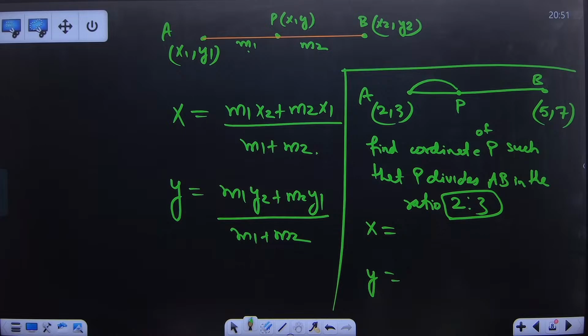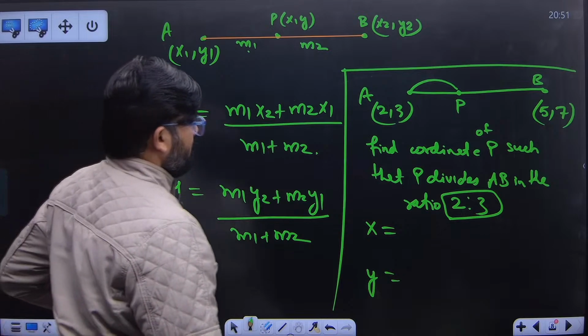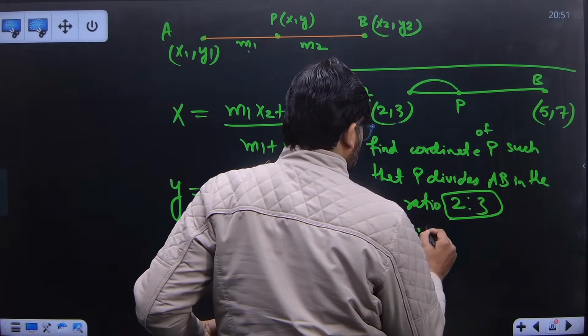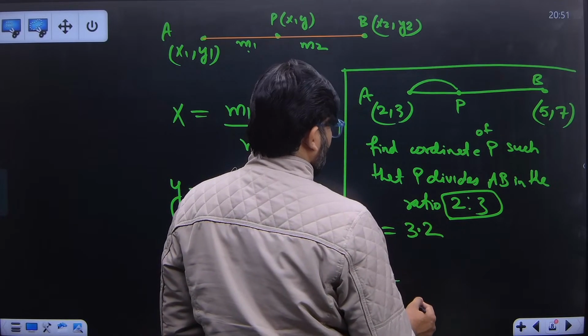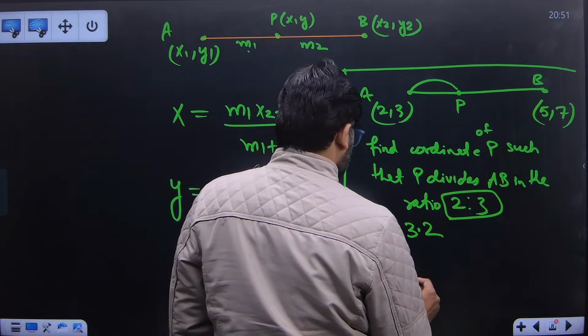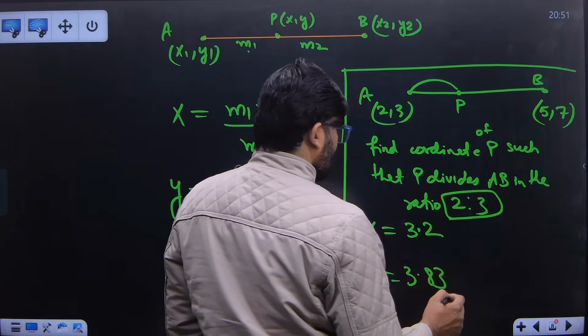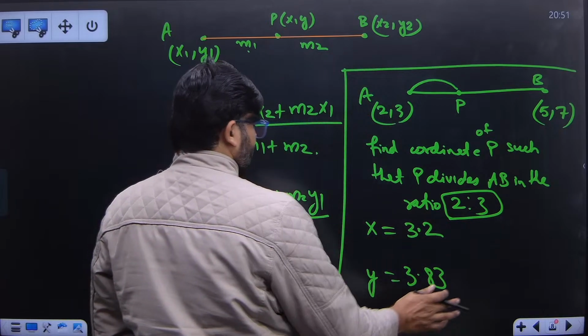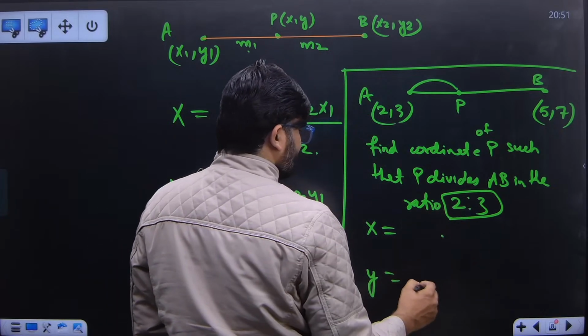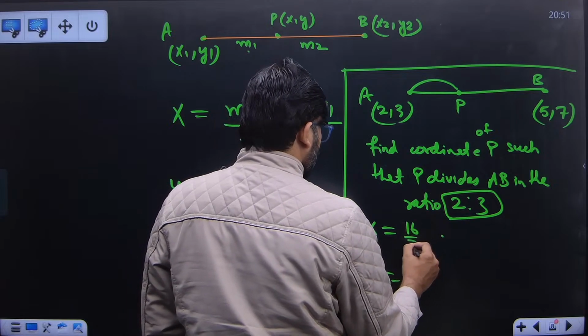Are you done? Okay, tell me the points. For x, it's 3.2. You found it in decimal? Yes. Okay, 3.2. Then what is y? 3.83. Can you tell me in fraction? I got it in fraction also. Tell me in fraction only. Okay, so 16 by 5.